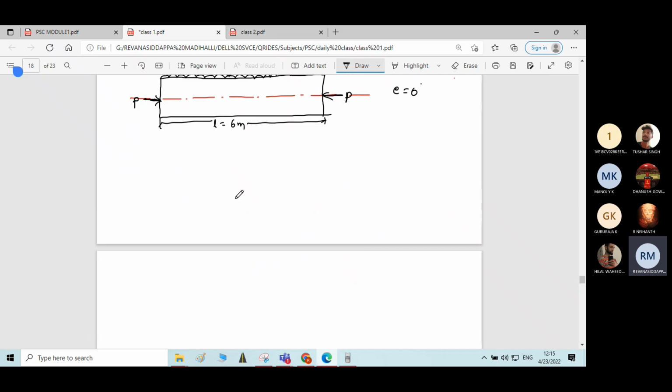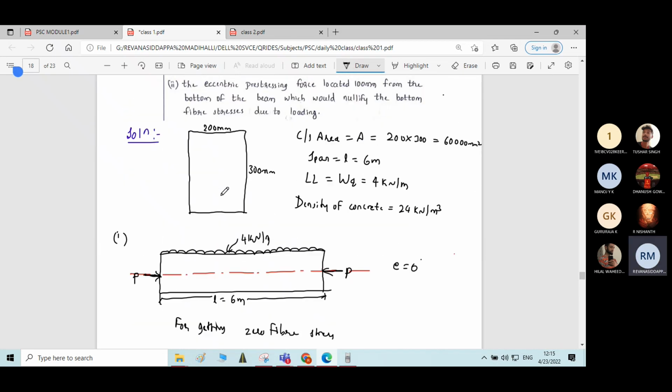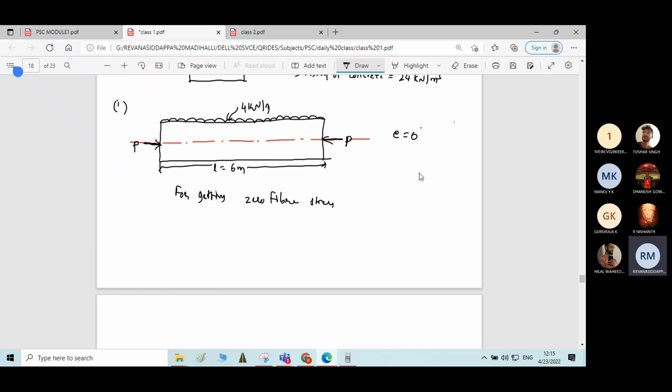I forgot to write that condition here. Let me write it: the condition for zero fiber stress. I had written it only in the previous problem and forgot to write it in the next problem. The same condition has to be written here: P by A plus Pe by Z equals Mg by Z plus Mq by Z. I'll call this equation number 1.